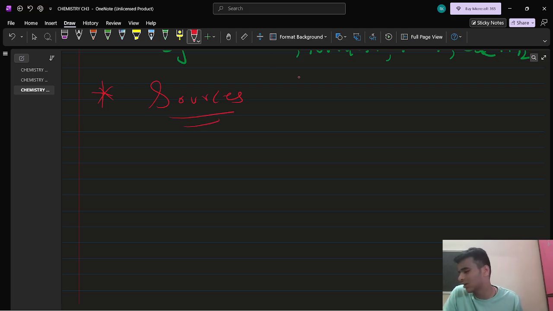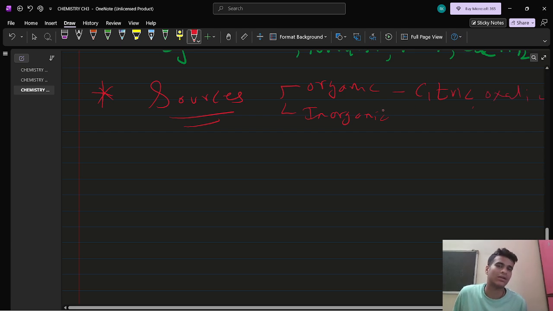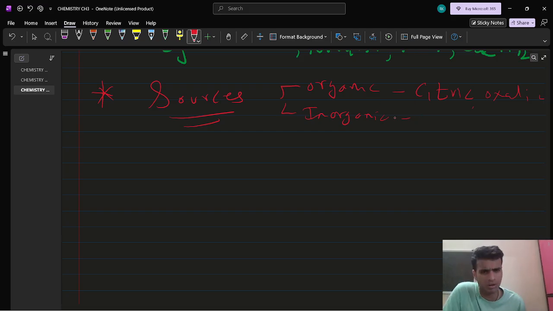So sources, sometimes an MCQ may come. Not an important thing, but one is organic, the other is inorganic. Organic means obviously ones which come from plants, or animals, I doubt, but plants: citric acid, oxalic acid, acetic acid, etc. Inorganic are mineral acids. These are mineral acids: HCl, H2SO4, etc. They are all mineral acids. So this was the first classification.